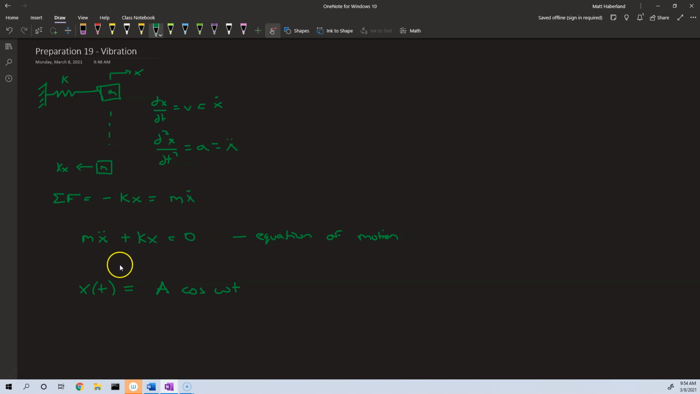Let's see if it satisfies the differential equation. So we plug it into the differential equation to see under what conditions it satisfies it. We take the time derivative. Well, we have to take two derivatives of x in order to plug in x double dot. So we're going to take the first time derivative, and we're going to get A times, well, we're going to take this omega out of here, and it's going to become a negative sine of omega t.